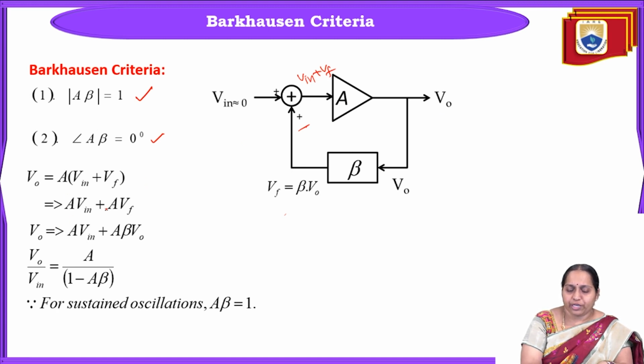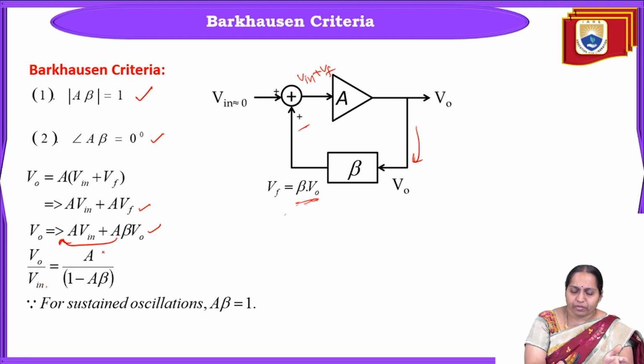So V naught equal to A into V in plus A into Vf. What is Vf? Vf equals beta into V naught, because V naught is given as input to the beta network. So in place of Vf, I am substituting beta into V naught. Then taking this V naught term to the other side, what do you get? V naught by V in equal to A by 1 minus A beta.